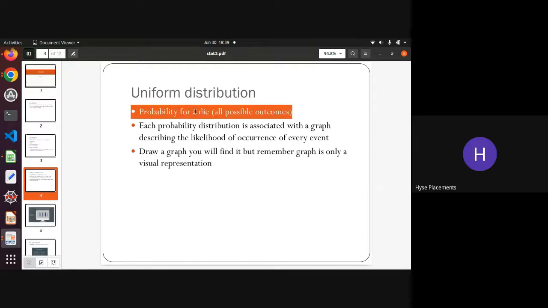Can anyone tell me, everyone has come across this probability in your math classes, right? So can anyone tell me what is the probability of getting a 1 for a die?